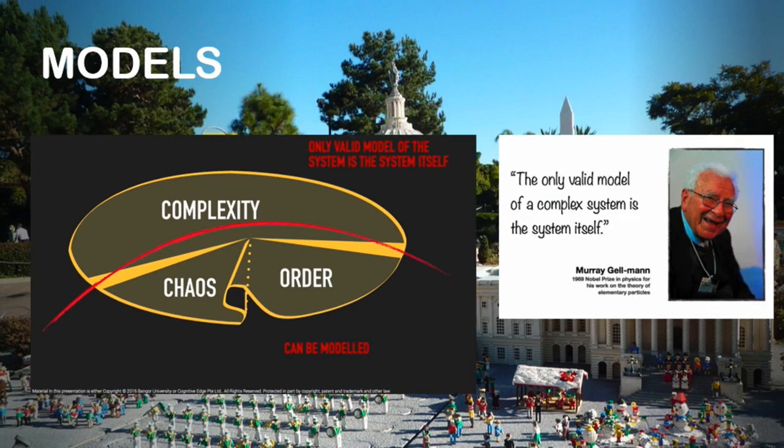The complex system is different. There is only one model. As Murray Gell-Mann said, the only valid model of a complex system is the system itself. In 1984, Gell-Mann co-founded the Santa Fe Institute, a research center dedicated to studying complex systems. When dealing with the human aspects of a complex system, he came up with the term complex adaptive systems.